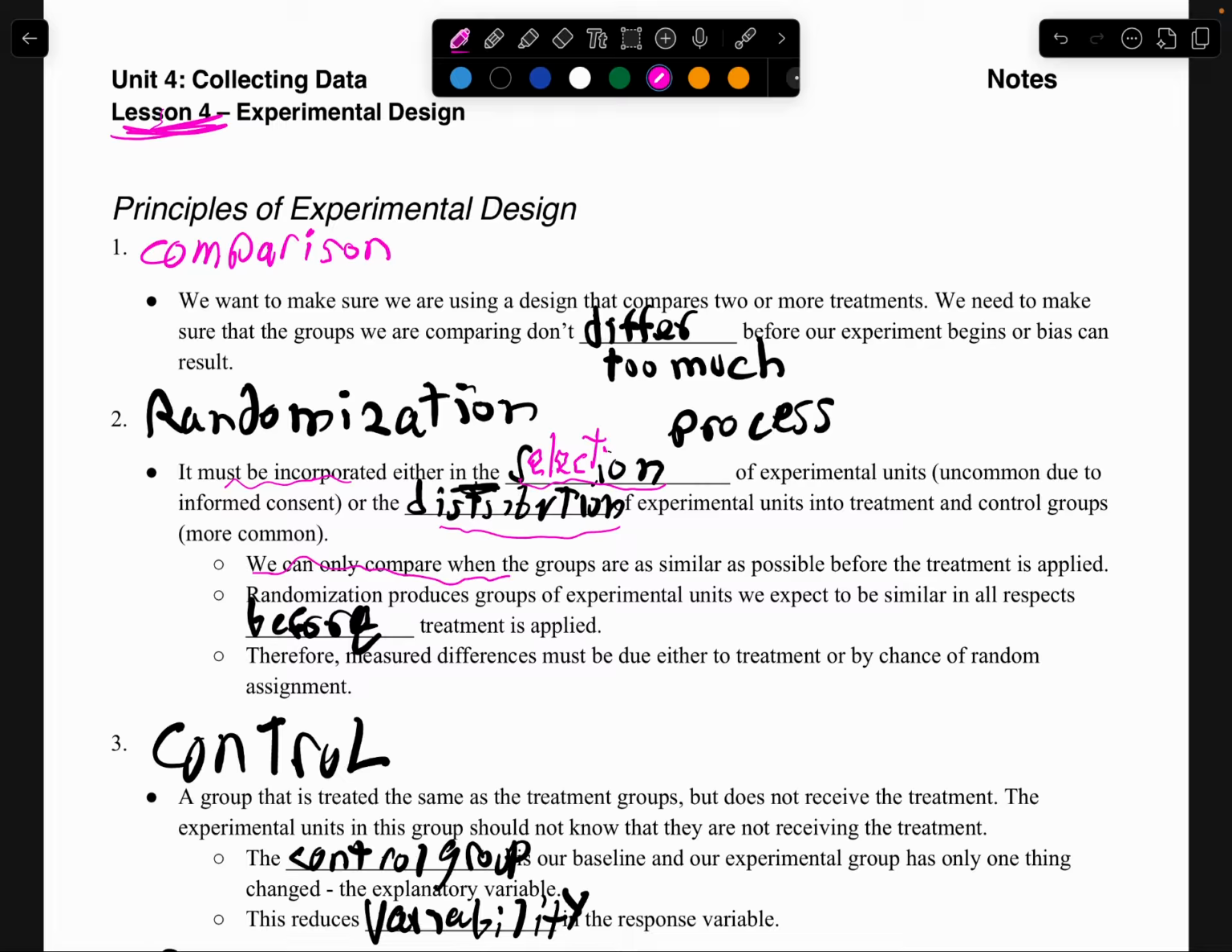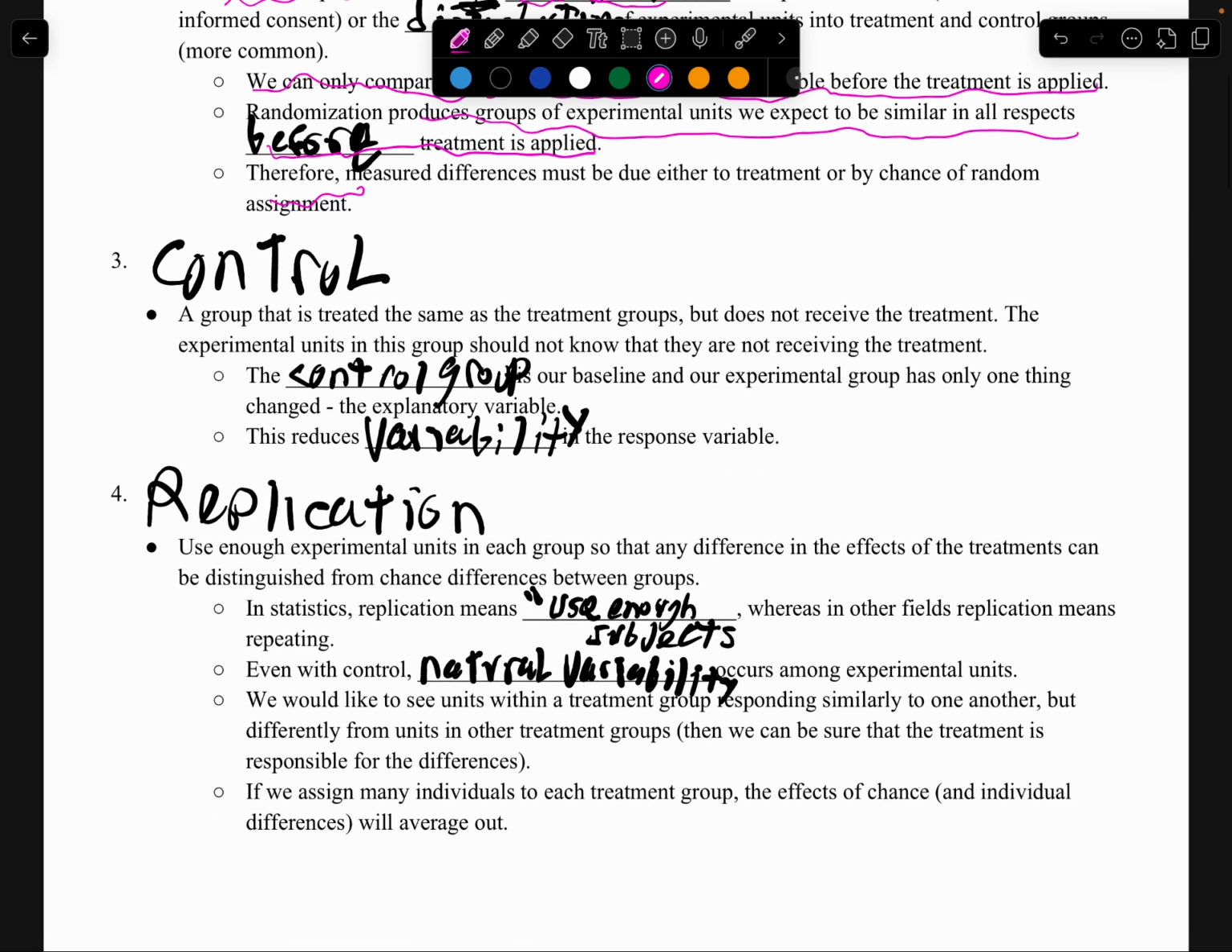We can only compare when the groups are as similar as possible before the treatment is applied. Randomization produces groups of experimental units we expect to be similar in all respects before treatment is applied. Therefore, measured differences must be due to either the treatment or by chance of random assignment. Okay, again, meaningless for now.